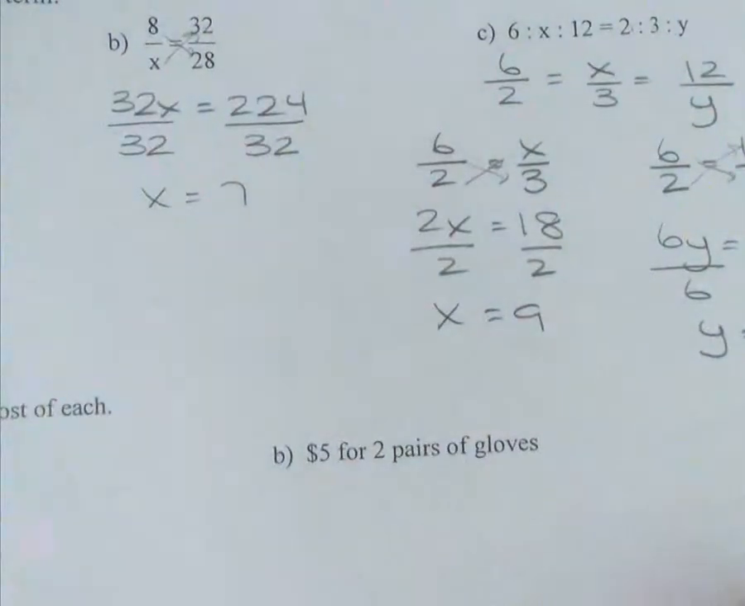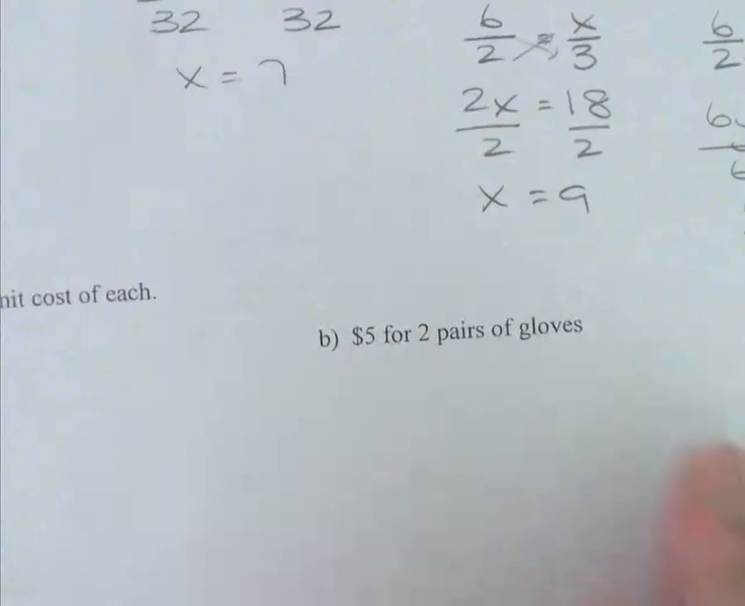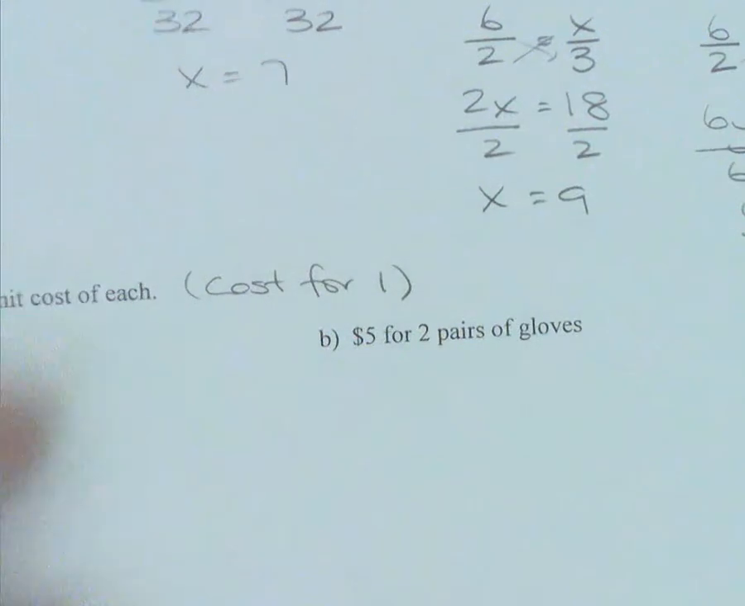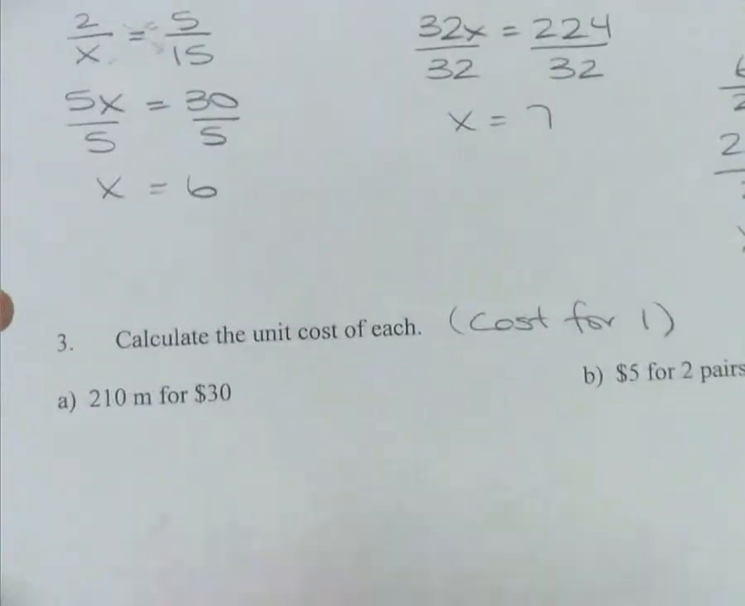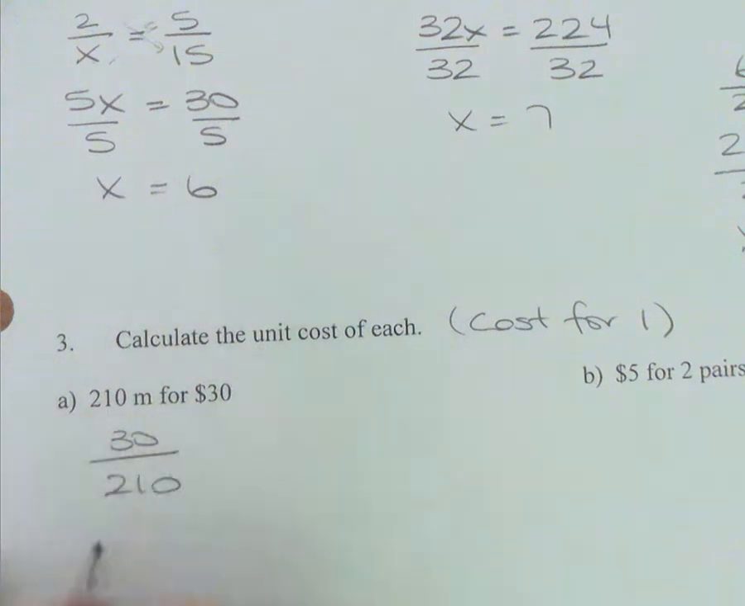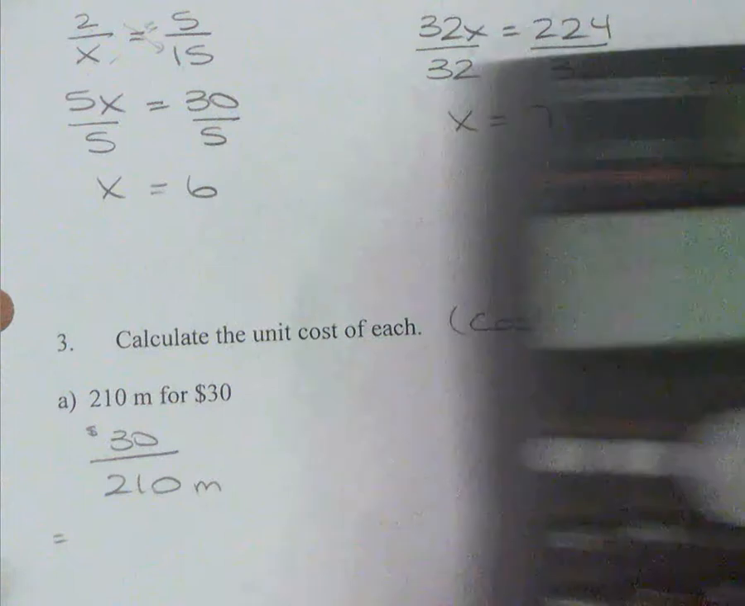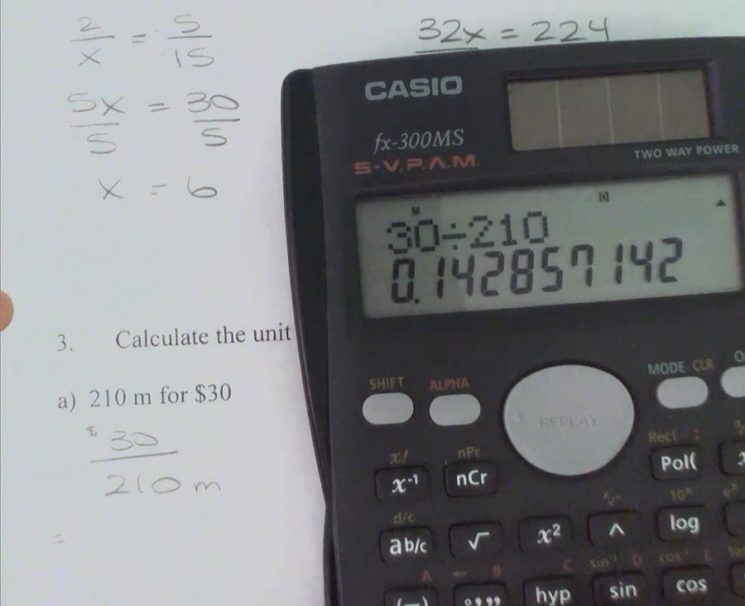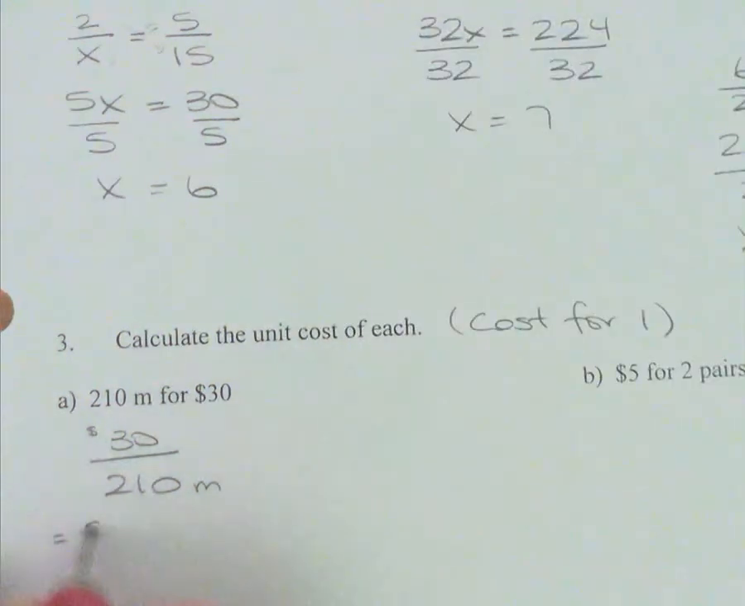If I look at the next one, I want the unit cost. So this is the cost for 1. So I want to know how much it is going to cost for 1 meter. So I'm going to take the cost and divide it by 210. So I want to know the cost per meter. So if I do 30 divided by 210, I get approximately 0.14. So it's going to cost me approximately 14 cents per meter.